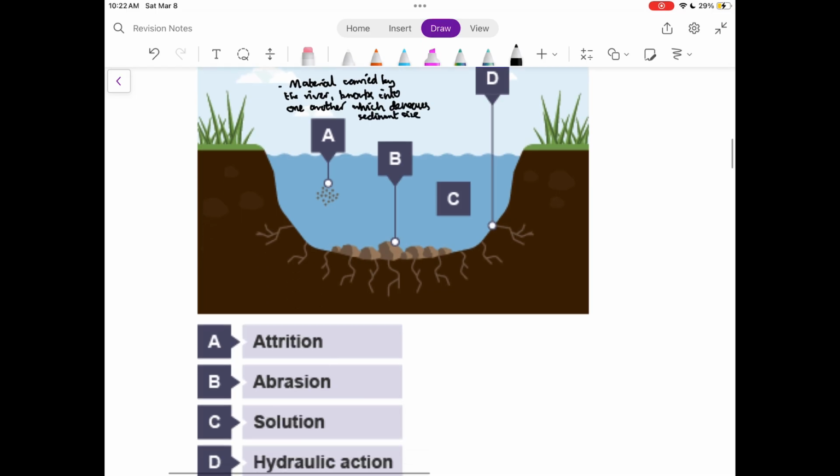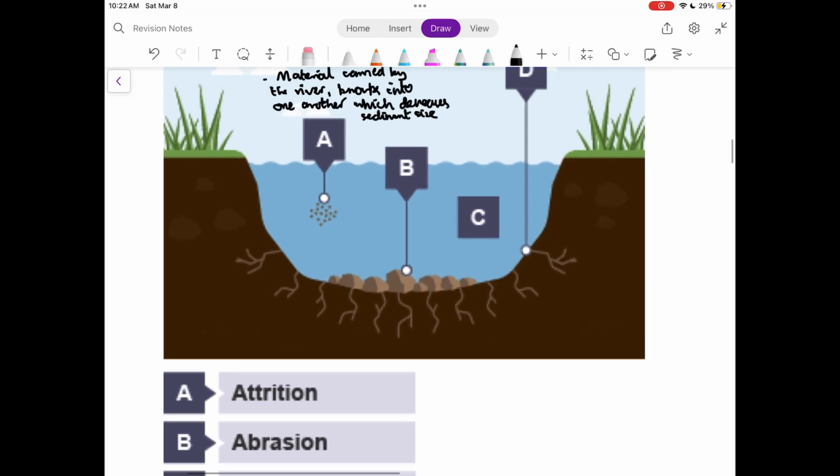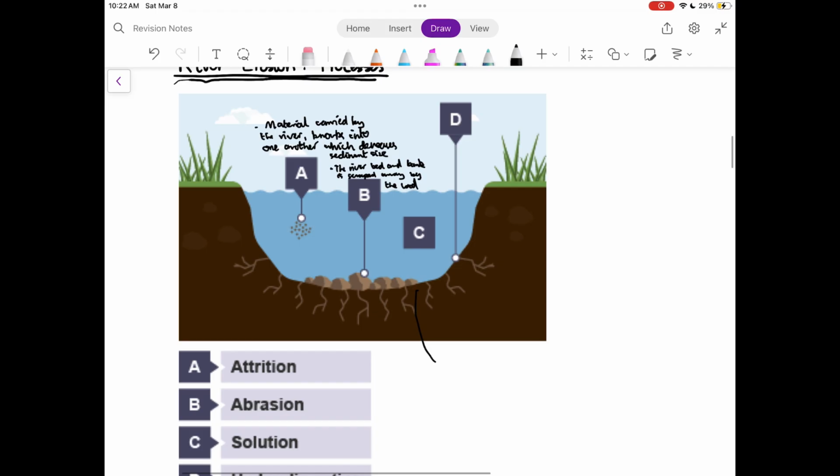And the next thing you need to know is abrasion. And this is when the riverbed and bank is scraped away by the load. And if you need to know what the riverbed and bank is, this part here, this is the riverbed. And the sides here are the riverbanks.